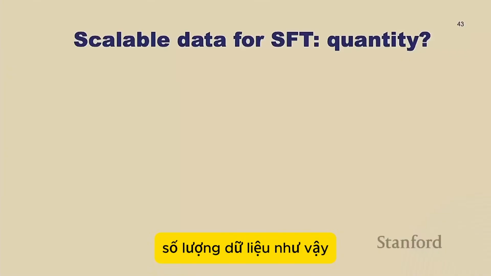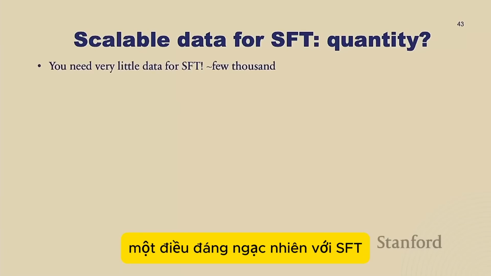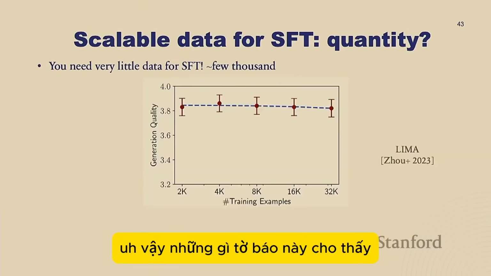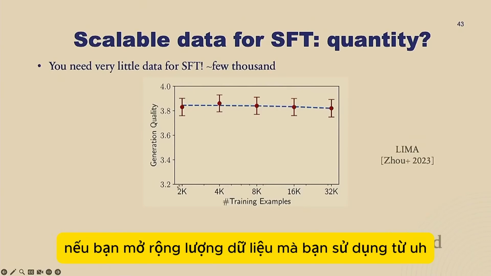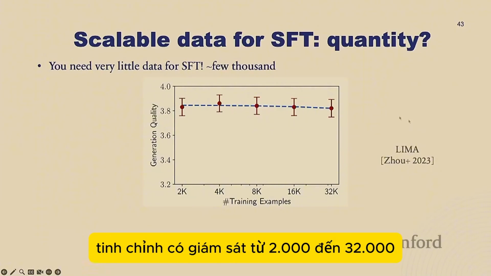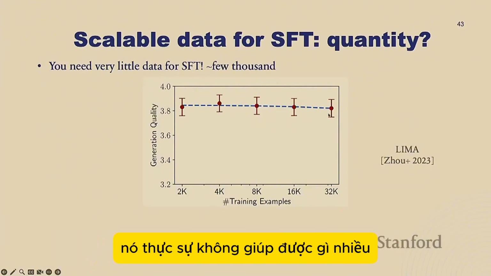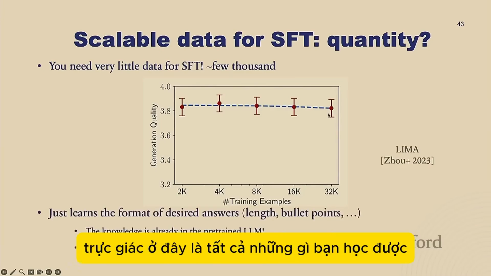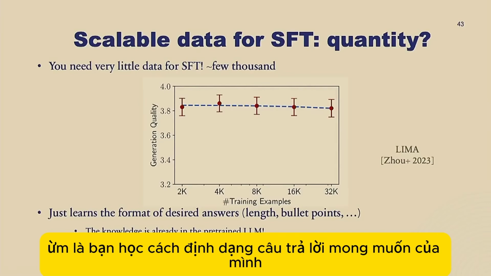Quantity of data. So we talked about what type of data and how we collect it. One thing which is surprising with SFT is that you don't need that much data. So what this paper showed, this is called Lima, is that if you scale the amount of data that you use for supervised fine-tuning from 2,000 to 32,000, it really doesn't help much. So here scaling laws definitely don't help. So the intuition here is that all you learn is how to format your desired answers.